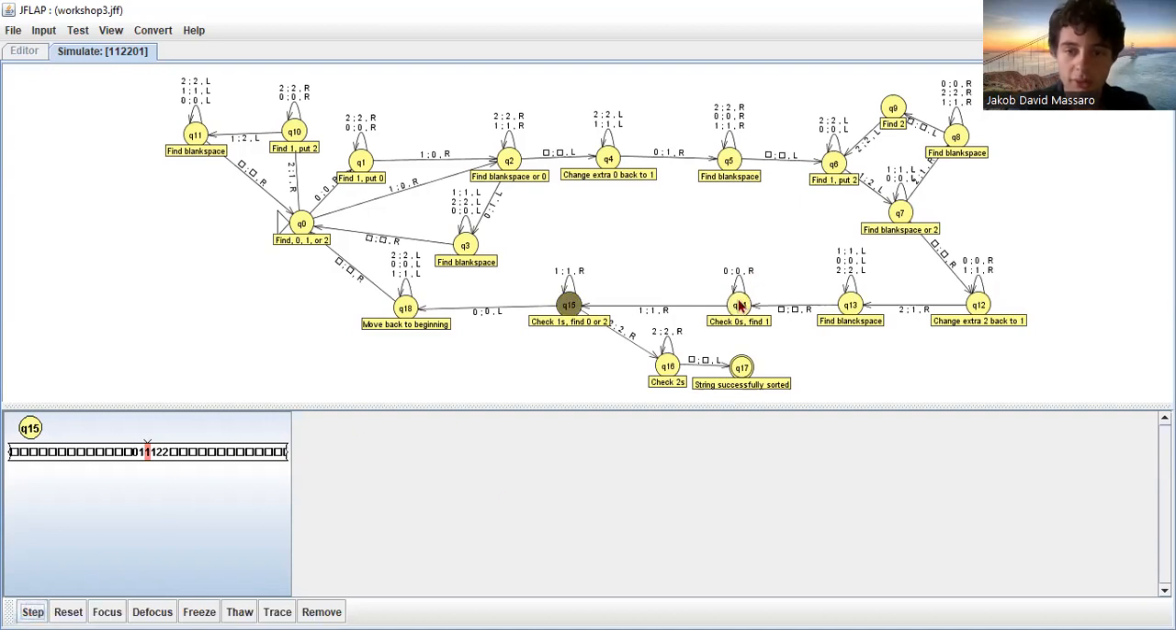So we found our 1. So that means that the 0s are all in order. There's no 1s or 2s intermixed with the 0s. So we found our 1. We keep that 1 there. We keep moving to the right.